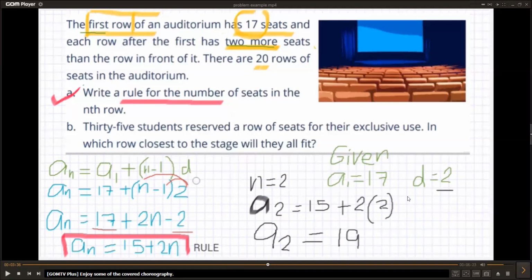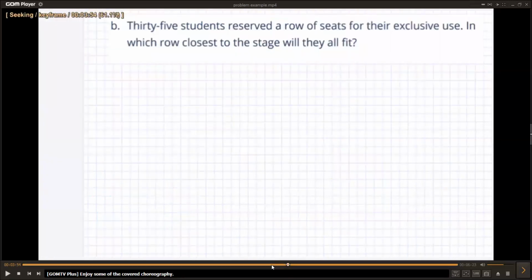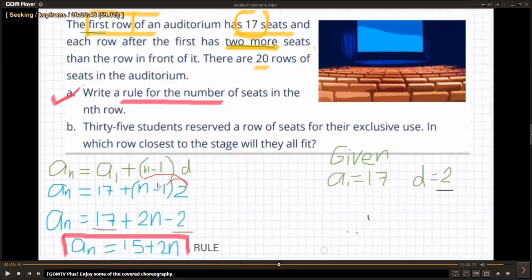It's because our common difference is 2. So the rule of the common difference in the arithmetic sequence is we just add it to the number. Okay, now if we're going to try it, so on and so forth, you can continue that until the last row, which is the 20th row.